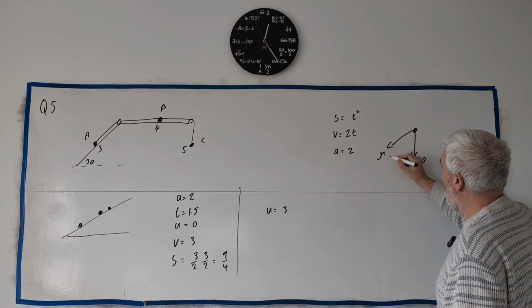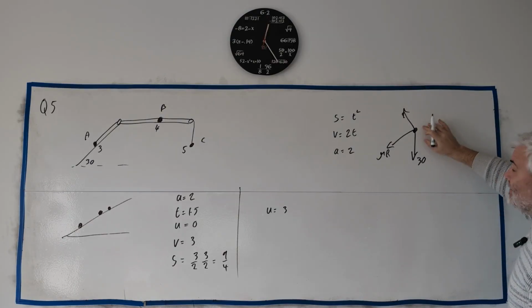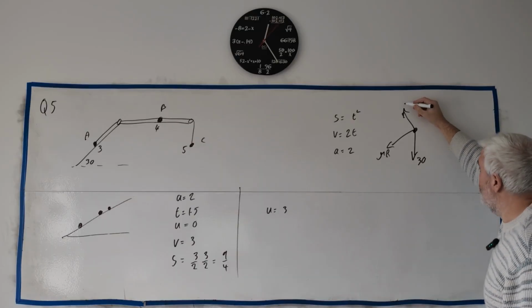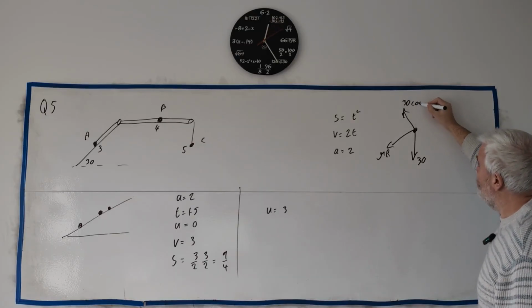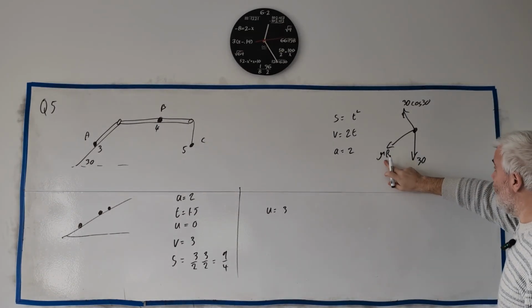Friction was mu times R. R is going to be up here. It's the same as previous, except T is missing. So R is going to be the same as it was. It was 30 cosine 30. So that means friction is going to be the same as it was.